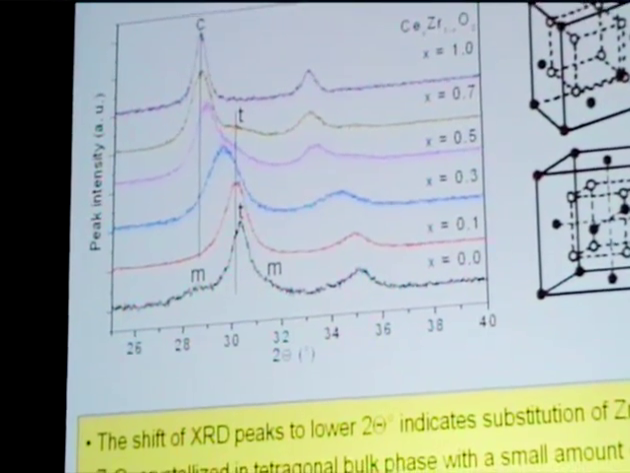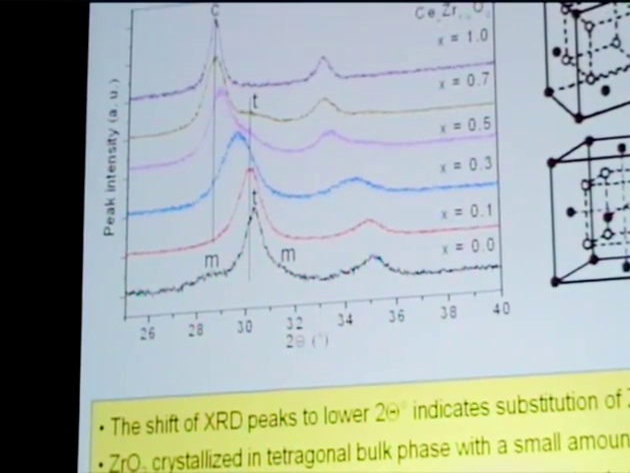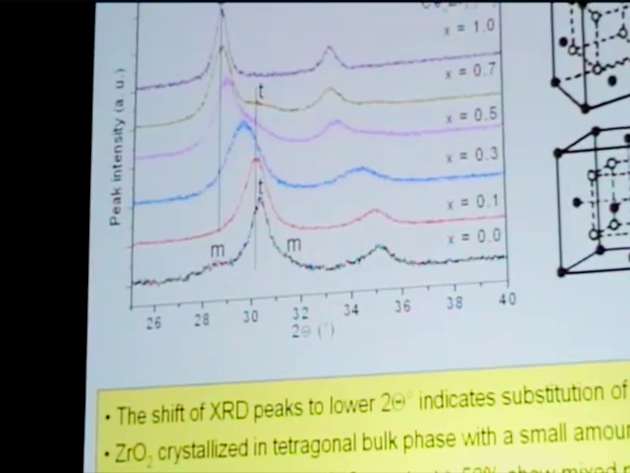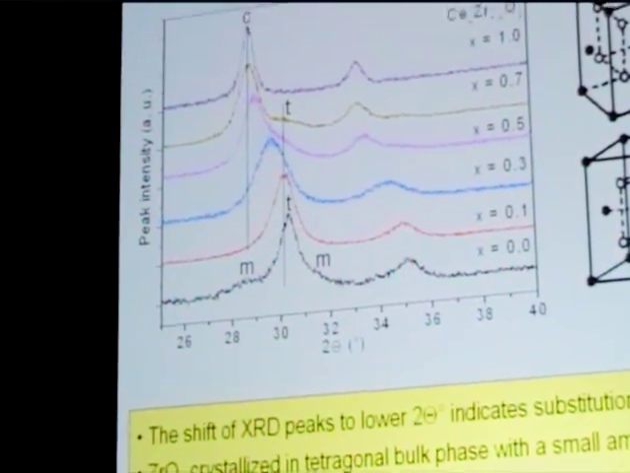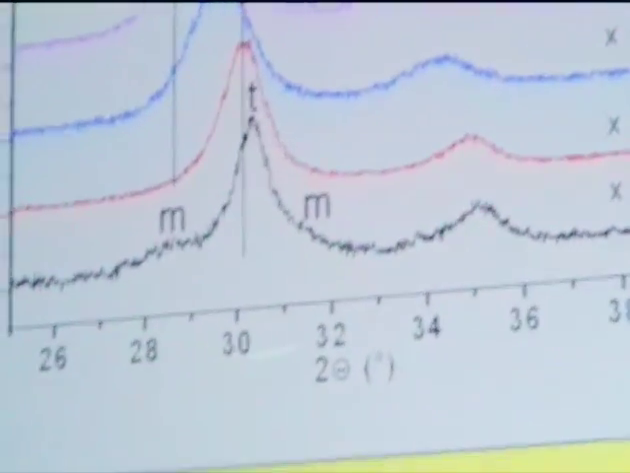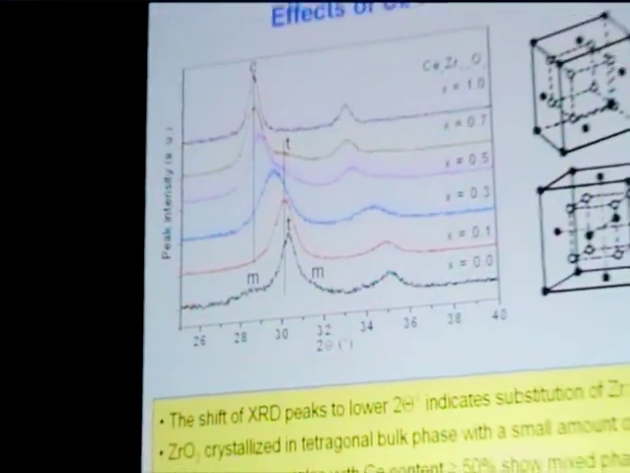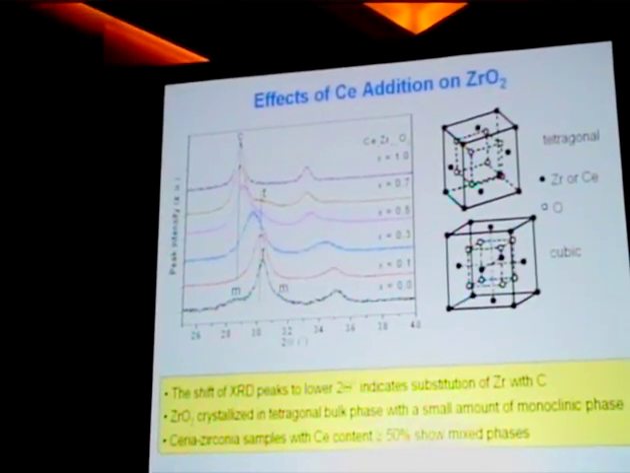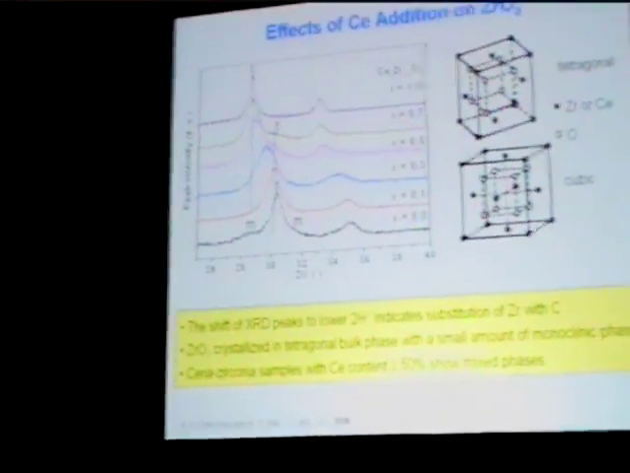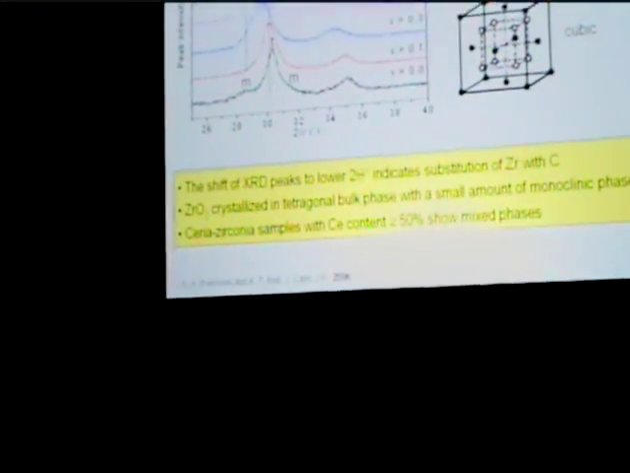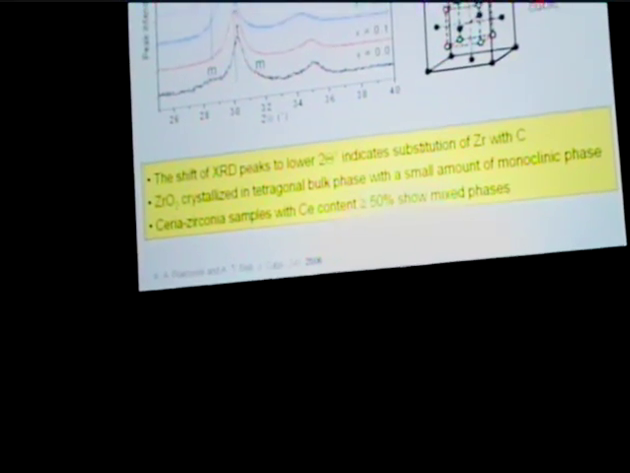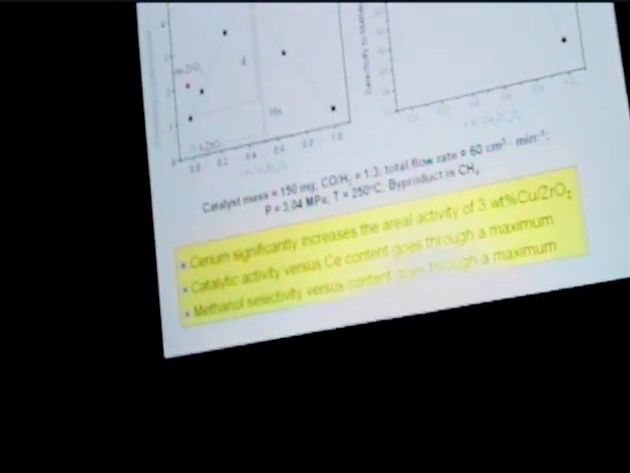In fact, if I were to show you the infrared spectrum of the hydroxyl groups, they look more like those found on monoclinic zirconia than tetragonal. And this is a consequence of producing a structure that has a core of tetragonal zirconia with a partial shell. So you move on, and this goes through the phase transformations. But more importantly, what does this do for catalysis?